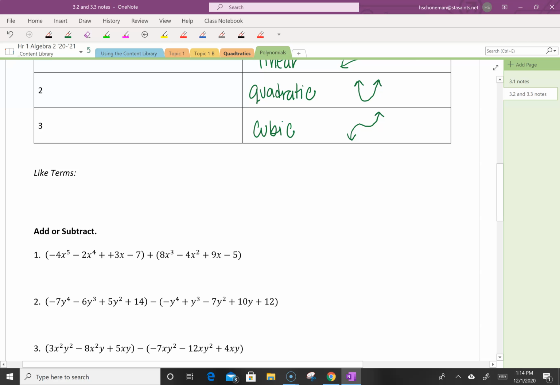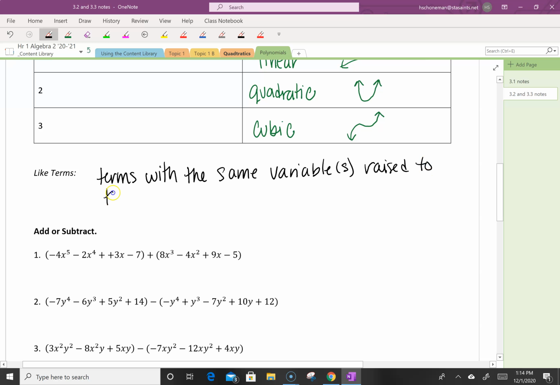What are like terms? You definitely have done this before in Algebra 1, but just to review it, like terms are terms with the same variable or variables raised to the same powers.